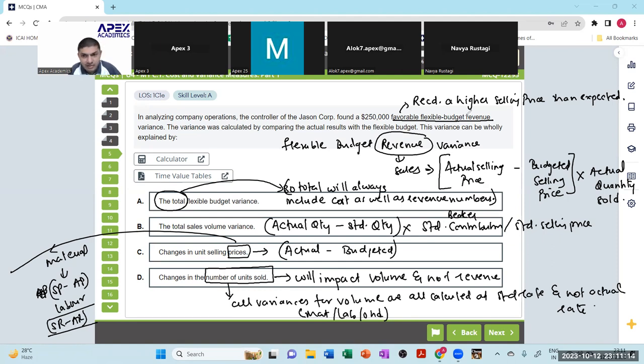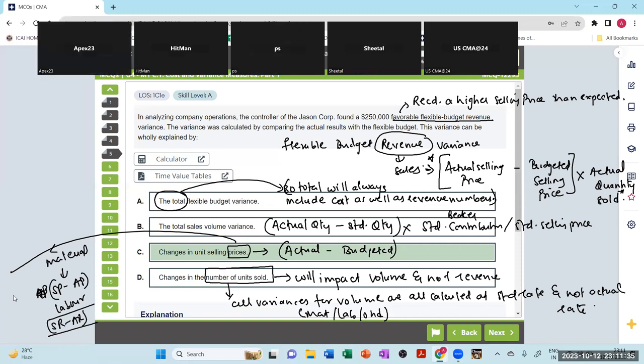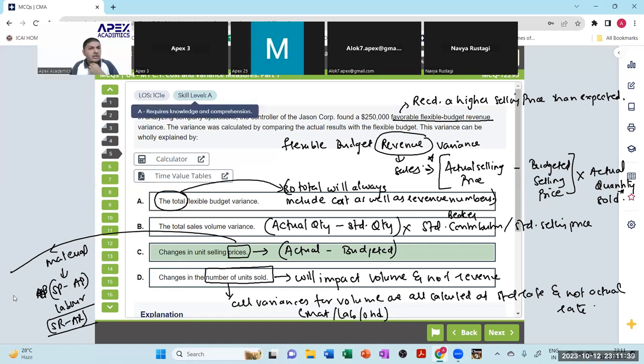Now here, flexible budget revenue variance, as I said, is this. I have written the formula here for you. So, what is the way of doing that? What gives you that? Changes in unit selling prices. Have you understood this? Yes or no? Yes, sir. Understood? Take a screenshot of the same. Taken, sir.